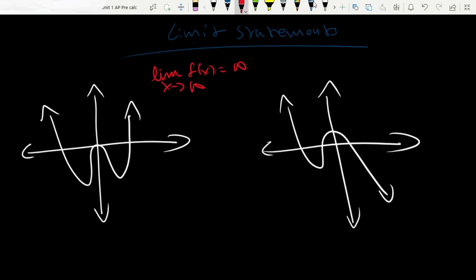This is something that you're going to be using on your test a lot. This is definitely going to be on your test. You need to understand limit statements and how they work, okay?